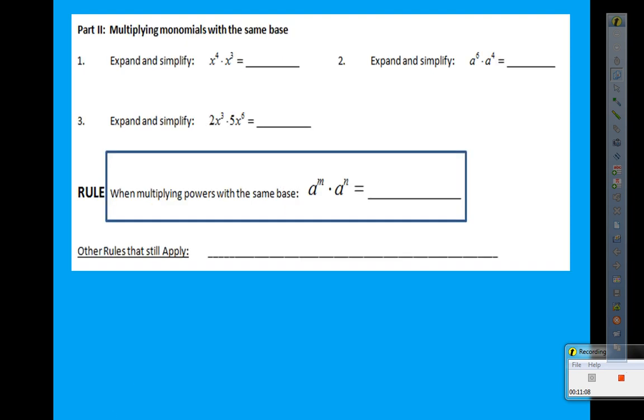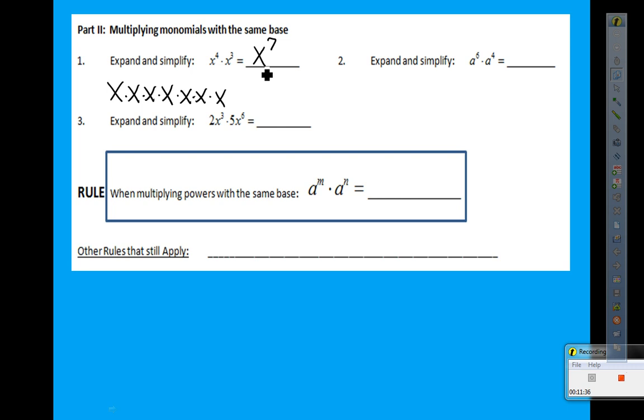I need to talk to you about multiplying monomials that have the same base. So x to the 4th times x to the 7th. You've seen this before in your Algebra 1 days. X to the 4th means that I have 4 x's multiplied together, times another x cubed means I have another 3. So this really becomes x to the 1, 2, 3, 4, 5, 6, 7.